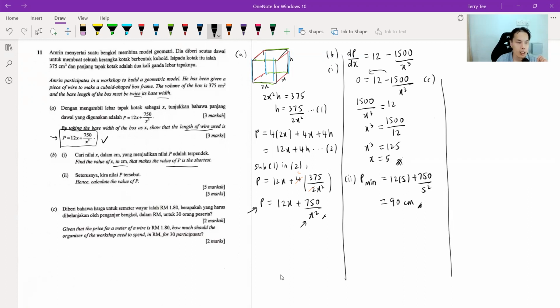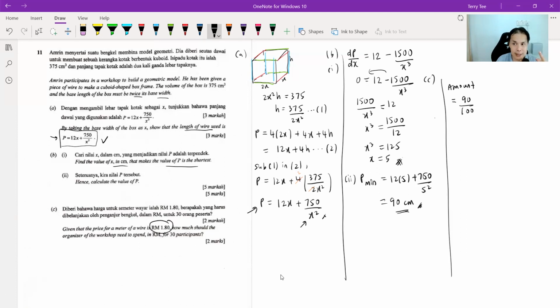Part C. Given that the price per meter of a wire is 180, how much should the organizer of the workshops need to spend for 30 participants? This one has nothing to do with differentiation. It's just a normal, simple multiplication. To calculate the amount you have to spend, now, this is in cm. The price per meter of the wire is 1 ringgit 80 cents. So we need to convert 90 cm to meters. Very simple, you divide by 100 to convert to meter.